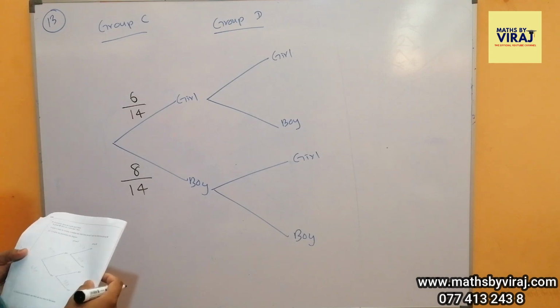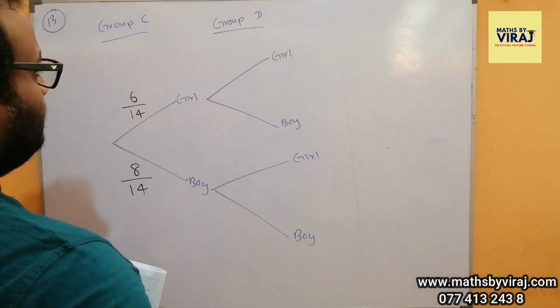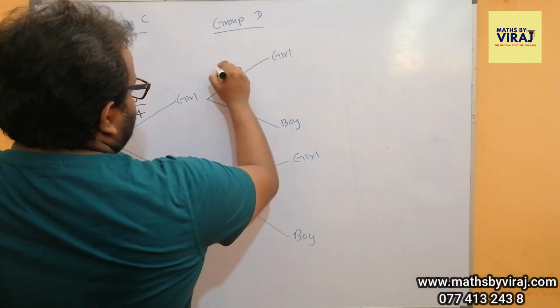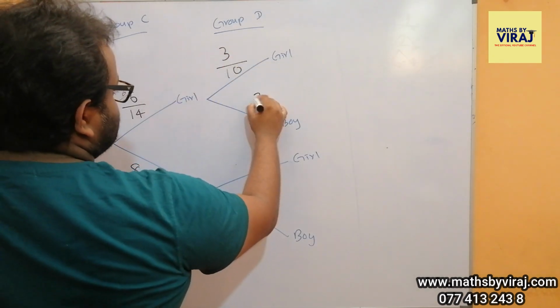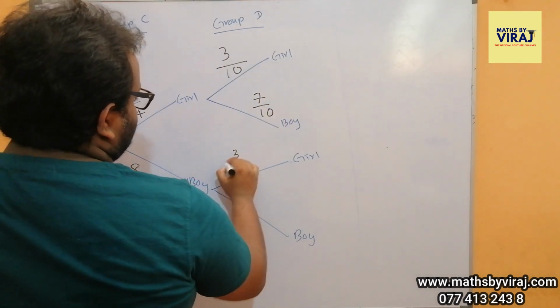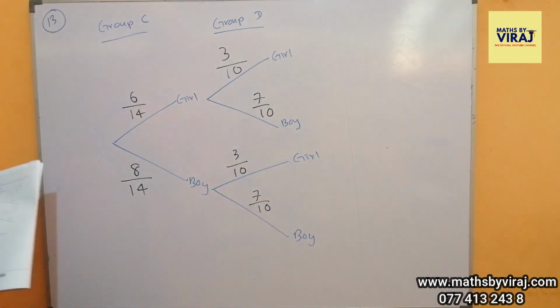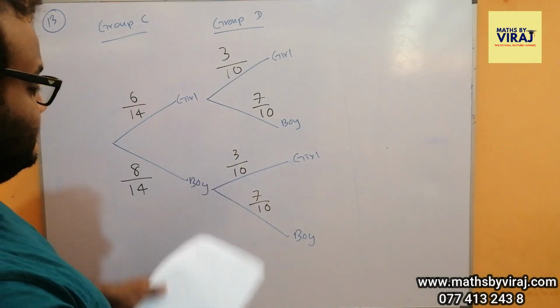Then in group D, there are 3 girls and 7 boys. Therefore, the total number of children in group D is 10. Therefore, finding a girl is 3 over 10 and a boy is 7 over 10. Very easy. 3 over 10 and 7 over 10. Fine. Part B, they have asked, work out the probability that there are 2 boys in the team.